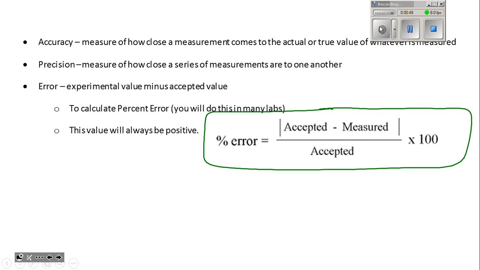So you would take your accepted value. Accepted values will be given to you, and you will use your measured value, which you will calculate in lab. And using those two things, you will actually be able to determine what percent error you have based on this formula. So what you want to remember also is that you're always going to take the absolute value of this top portion of the formula. So what I would say is just do your big number minus your small number, even if it's not in that particular order, so that you have your correct number on top.